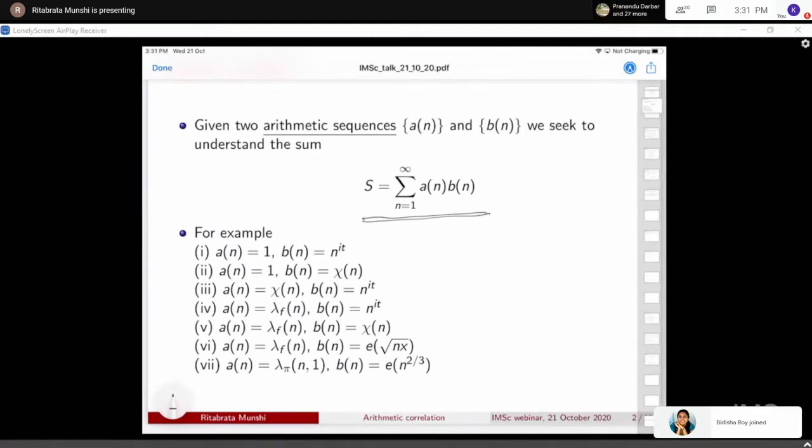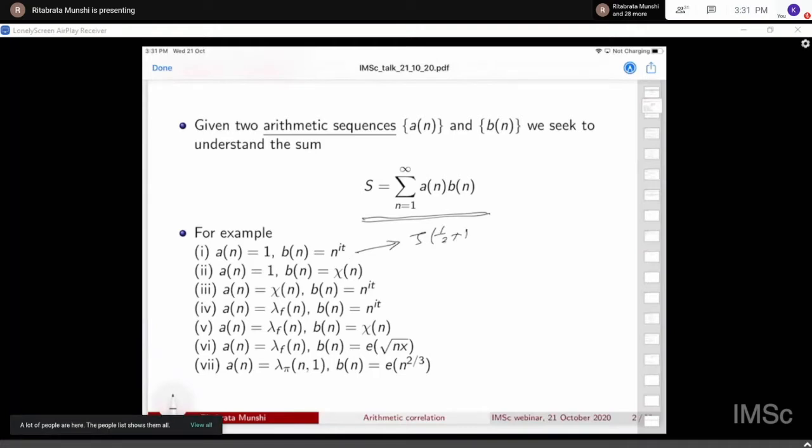Okay, so the sequences that you may be interested in are the following. You can take one of them to be 1 and the other to be n to the power it, for example. So here, if you're trying to bound, say, zeta of half plus it, then this is the sum that you get. And then you can also have a_n equal to 1 and b_n equal to chi(n). This is the type of sums that will appear when you are looking at the Dirichlet L-function, and you want to bound L(1/2, chi).